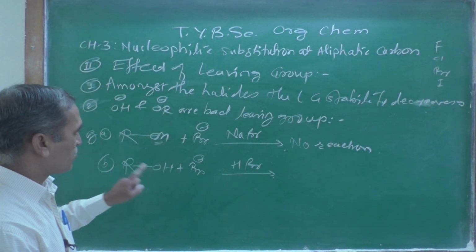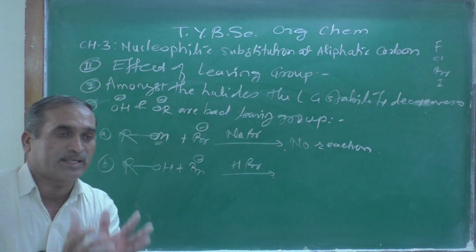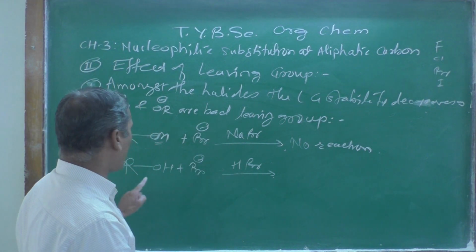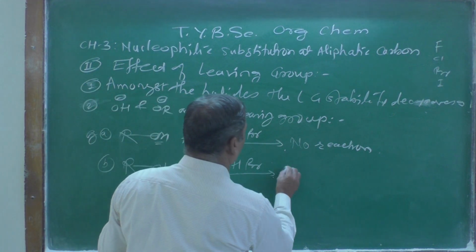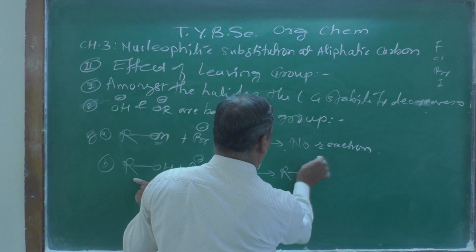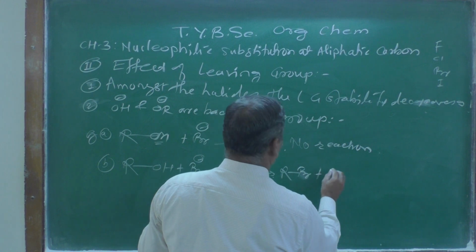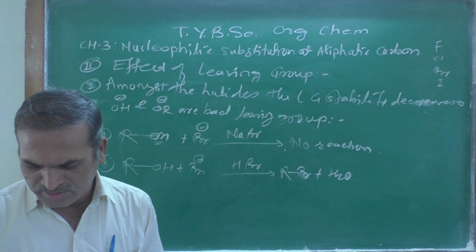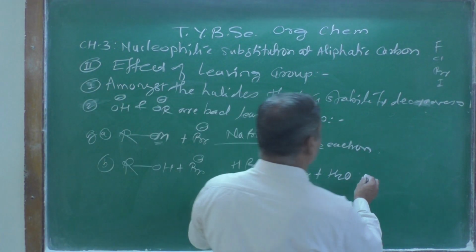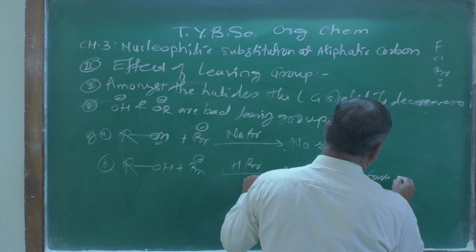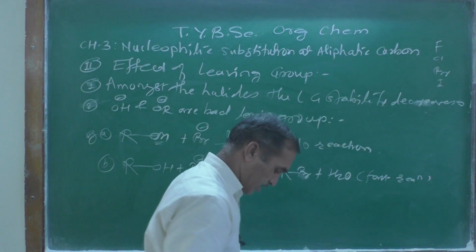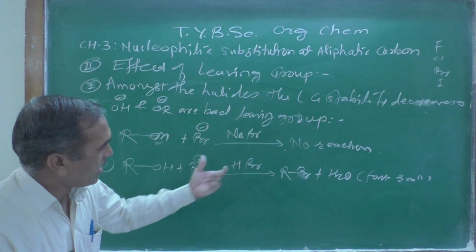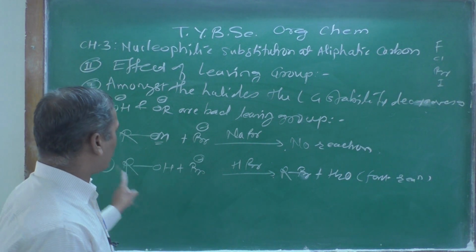But in the second case, what is happening? We are adding a catalytic amount of the acid, and therefore here the reaction will take place, and you are going to get RBr plus H2O as a leaving group, and here a fast reaction takes place. Why a fast reaction in the second case? When we are adding a catalytic amount of the acid, what is happening?